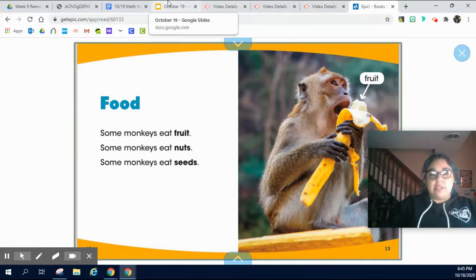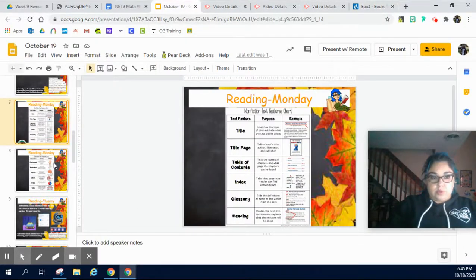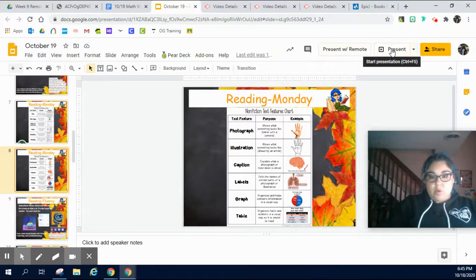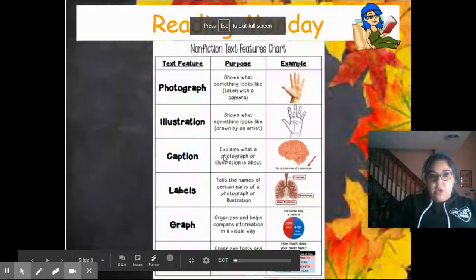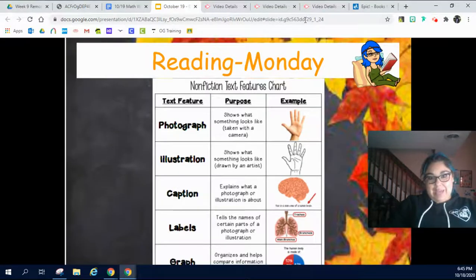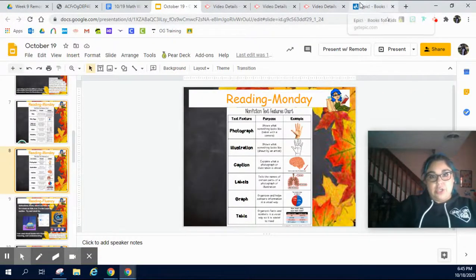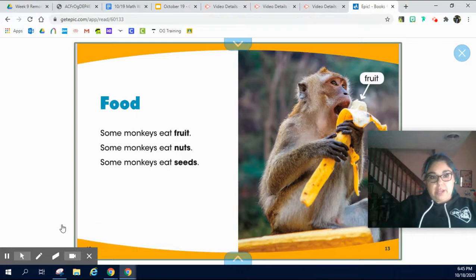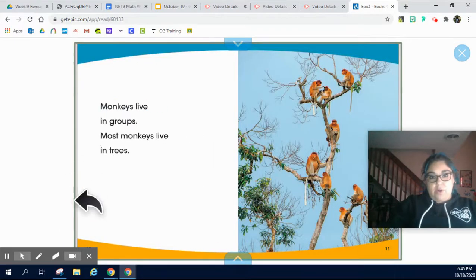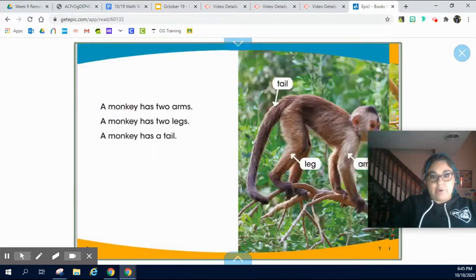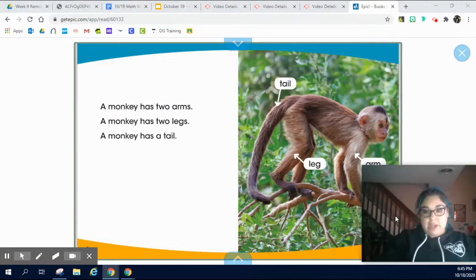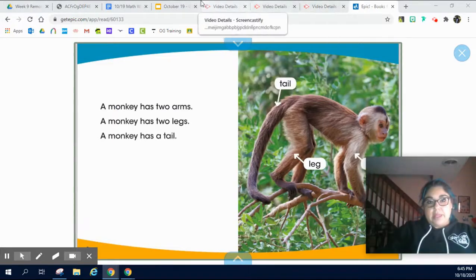Then we are going to go to some more information. We have photographs. Photographs are pictures that have been taken with a camera. They're real pictures. So if you see in our book right here, these are all photographs. They're not drawings. They're photographs that someone took with their camera, all right?